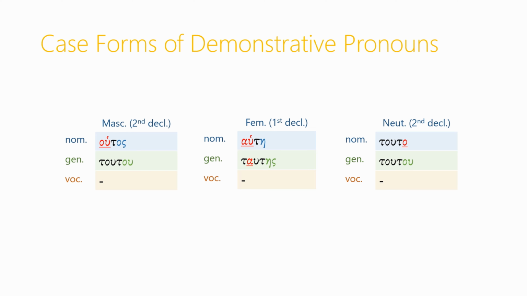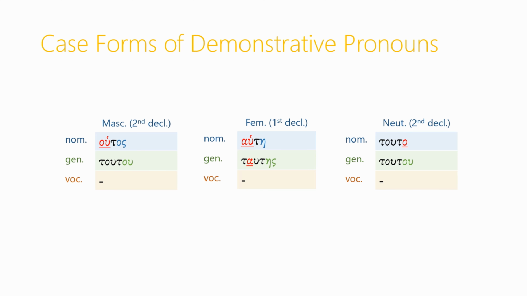Now, in the masculine and feminine, what has happened in the nominative case is that an original tau, a T sound, got dropped off the beginning, and so what was toutos in the nominative masculine singular is now houtos, and that rough breathing sort of replaces what was originally a tau.